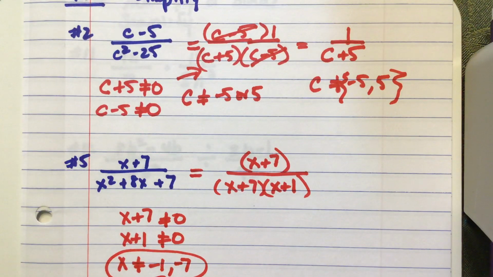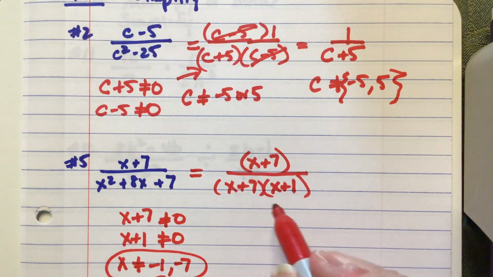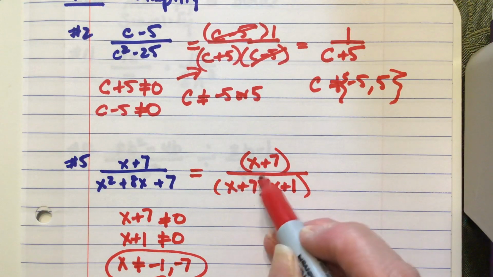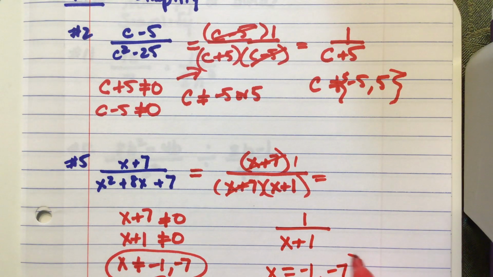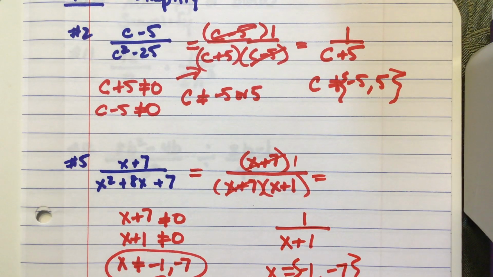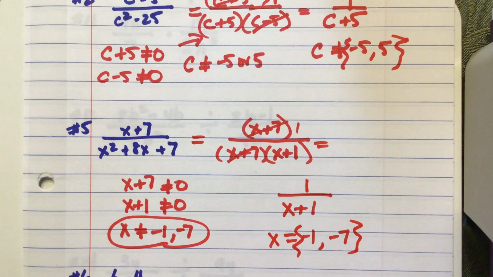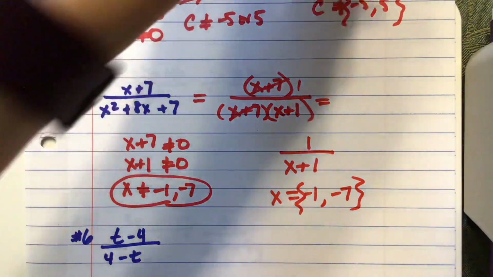So now I go back to simplifying my expression here. I have x plus 7 over x plus 7. That happens once, so it becomes 1 over x plus 1 as long as x is not equal to negative 1 or negative 7. Okay, so that's my final answer there. I'm going to try number 6 now.